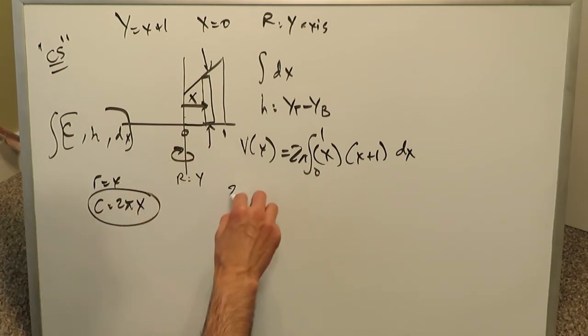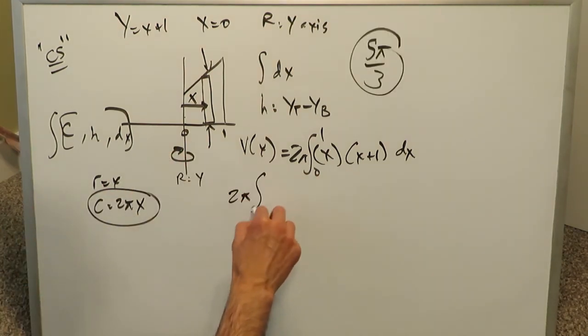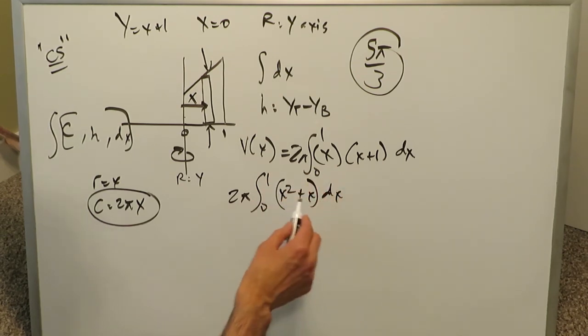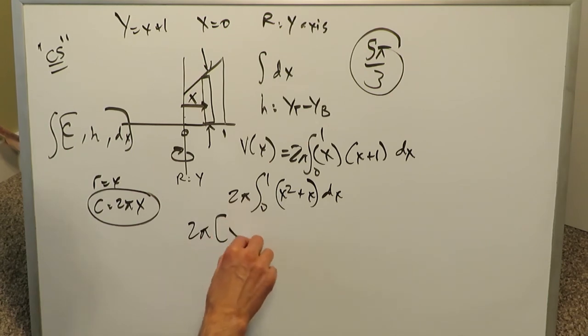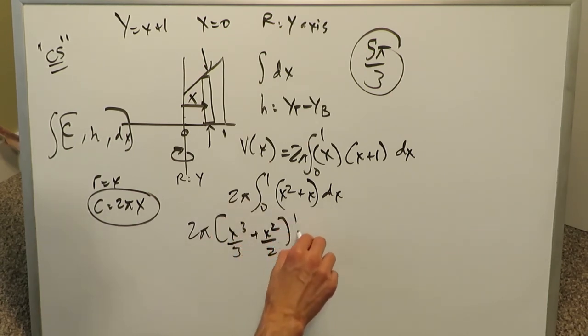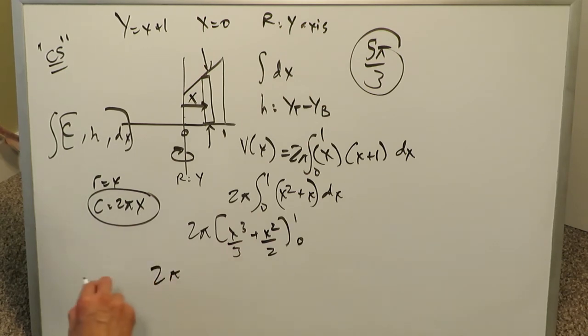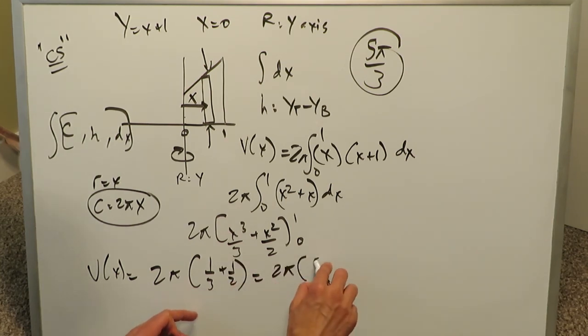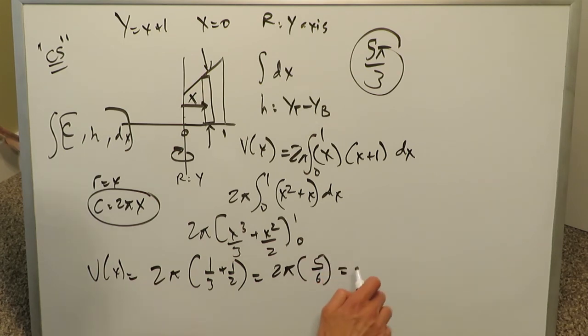You just integrate this. You have a 2 pi and you open this up. You have x squared plus x dx. Simple polynomial integration. 2 pi, here you have x cubed over 3 plus x squared over 2 from 1 to 0, which is just basically looking at 2 pi times 1 over 3 plus 1 over 2. You know you're looking at a 2 pi, and 1 over 3 plus 1 over 2 is 5 over 6. Cancel these out, you get 5 pi over 3, the volume with respect to that rotational solid.